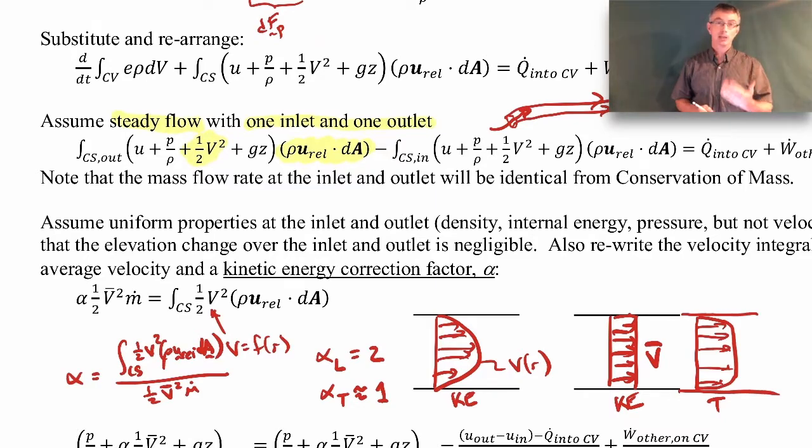And in fact, as the Reynolds number increases and the flow is more and more turbulent, this approximation gets better and better. So for our purposes, we'll just say that when we're dealing with a laminar boundary layer, a laminar pipe flow, we need a correction factor of 2. When it's turbulent, the correction factor is just equal to 1.